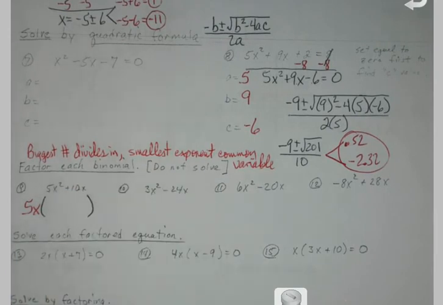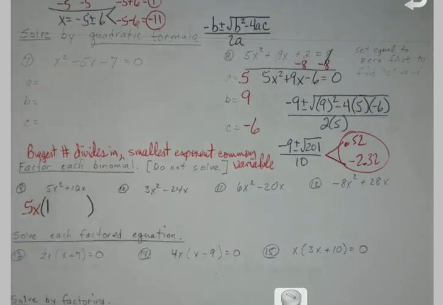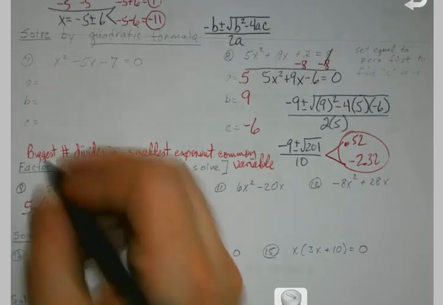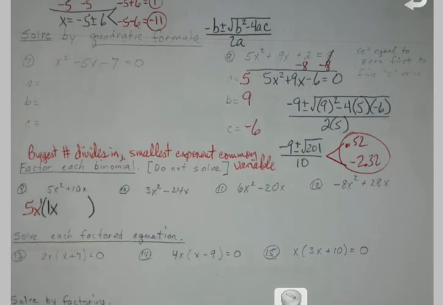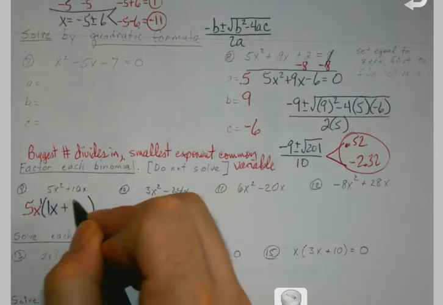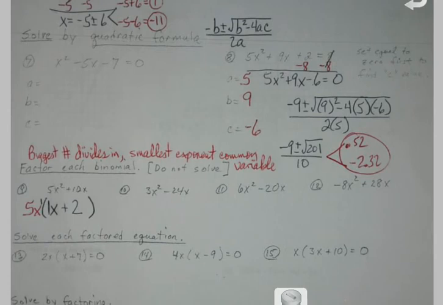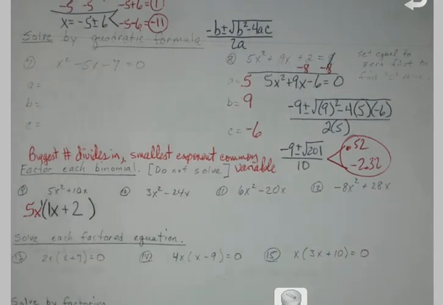And then it just becomes the backwards distributive property. 5 times what gets me to 5? Well, 1. I didn't have to put the 1 there, but I can. And if I have 1x and I need to get to 2, I get 1 more. With the second part, 5 times what gets me to 10? 2. And I already have the x, so I'm good.